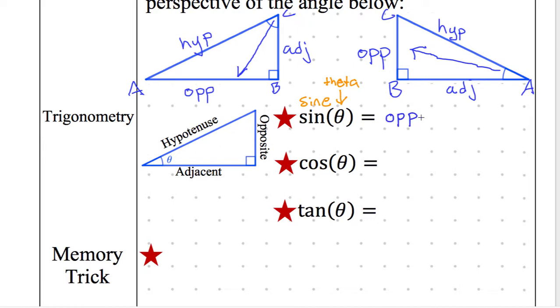Opposite divided by hypotenuse. All it is is a fraction. This comes from similar triangles. We just did our unit on similar triangles, so really we're just saying as long as you have this angle here and this angle here, all of those triangles are going to be similar. They all have this ratio of opposite to hypotenuse. All right, cosine. Cosine is going to be adjacent over hypotenuse.